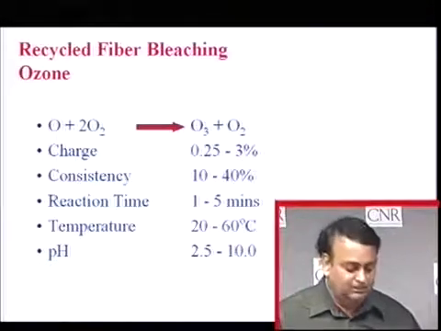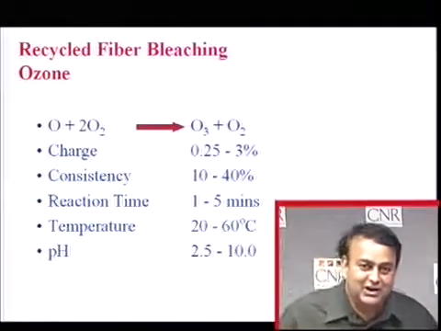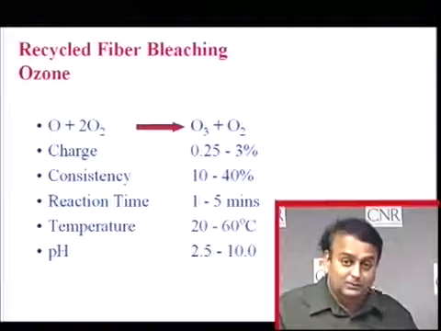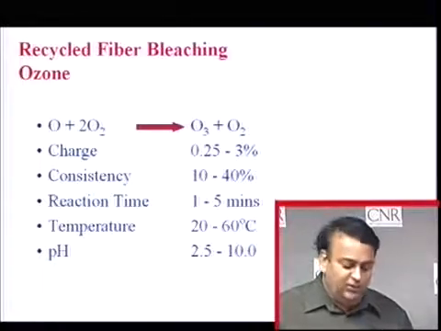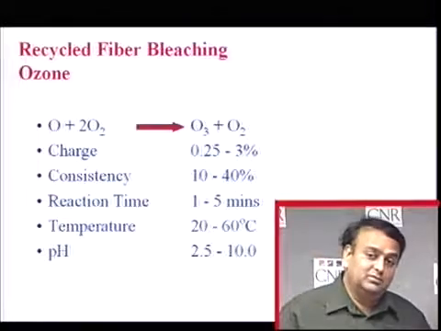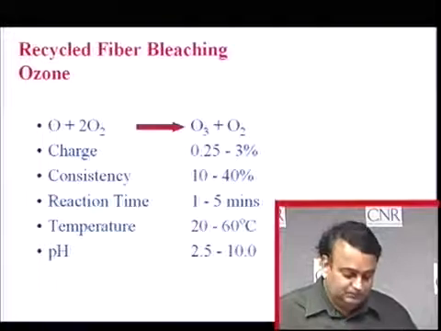That's all needed. And very easy bleaching, at room temperature, it bleaches. It decolorizes your mixed office waste. Very powerful chemical. pH can vary anywhere from 2.5 to 10, but in the case of recycle mills, I have seen 7 to 10 pH works better for color removal.